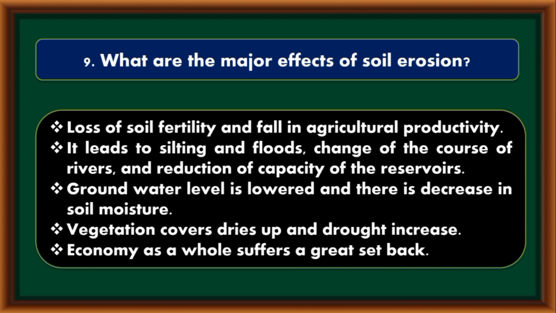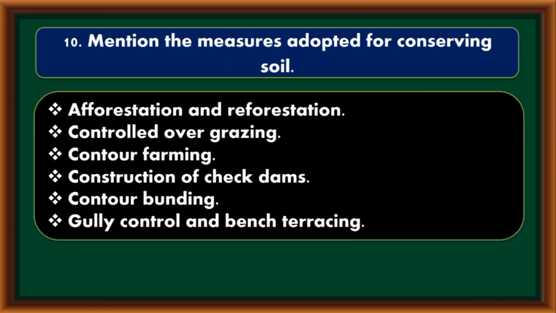What are the major effects of soil erosion? Loss of soil fertility and fall in agricultural productivity. It leads to silting and floods, change of the course of rivers and reduction of capacity of the reservoirs. Groundwater level is lowered and there is a decrease in soil moisture. Vegetation cover dries up and rot increases. The economy as a whole suffers a great setback.